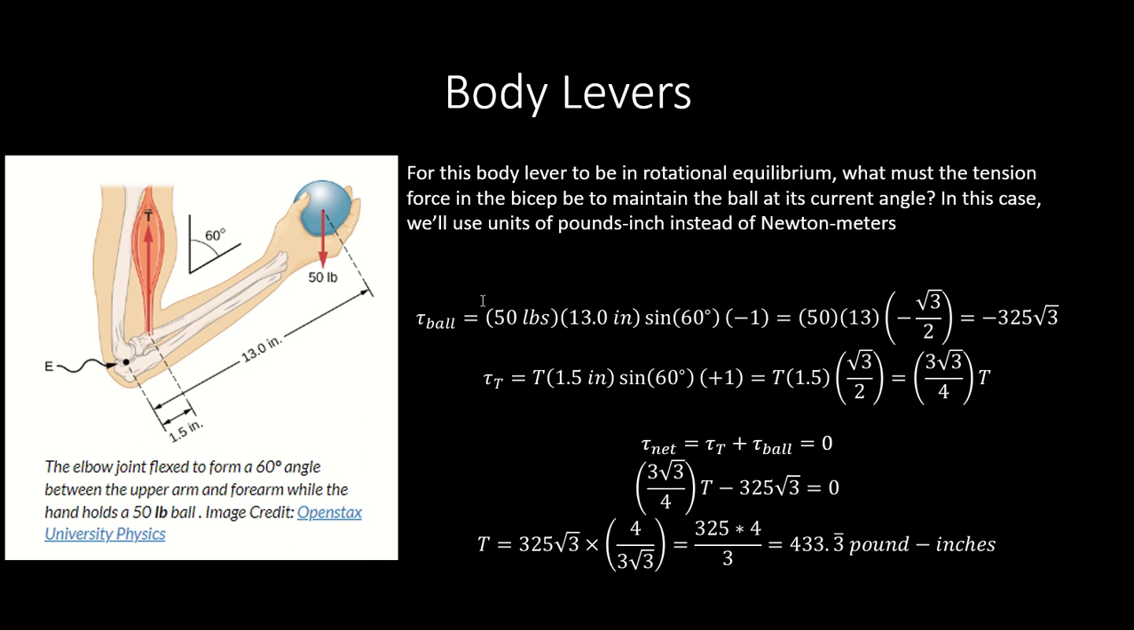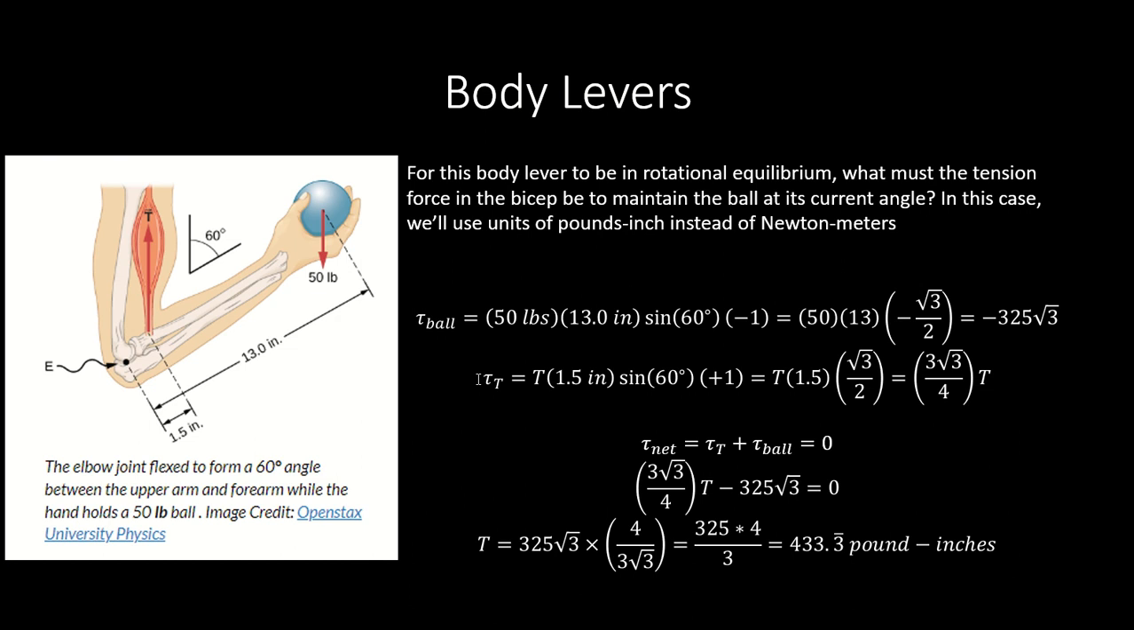Well, the torque of the ball is just going to be its 50-pound weight times that full 13 inches away from our point of rotation. Because this would encourage clockwise rotation, we're going to multiply by -1. 50 pounds times 13 inches times sine of 60 degrees, which is square root of 3 over 2, multiplied by -1, will give us an exact value of -325 square root of 3 pound-inches.